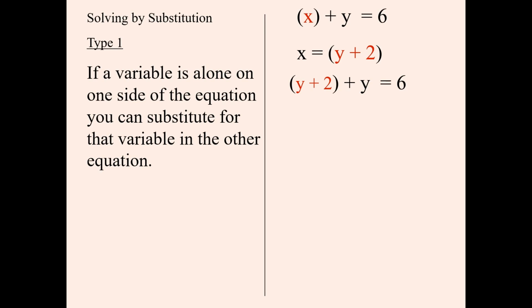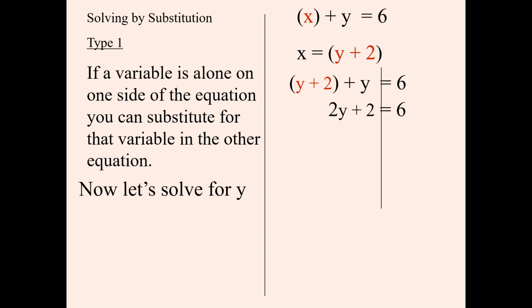And now I would end up with (y plus 2) plus y equals 6. Now it's really important that you recognize that I use these parentheses. There are many situations where you're not just plugging into x, you're plugging into 2x or 3x or 5x, and we're going to have to distribute across all the terms. So I start off with this inside parentheses to recognize that ultimately there may be distribution that occurs. In this case, there is none, so the parentheses can come off.